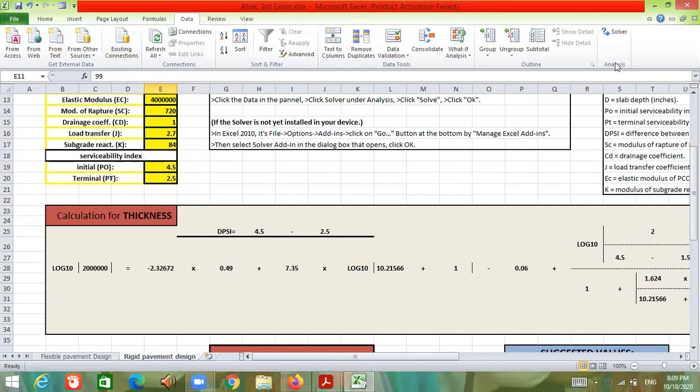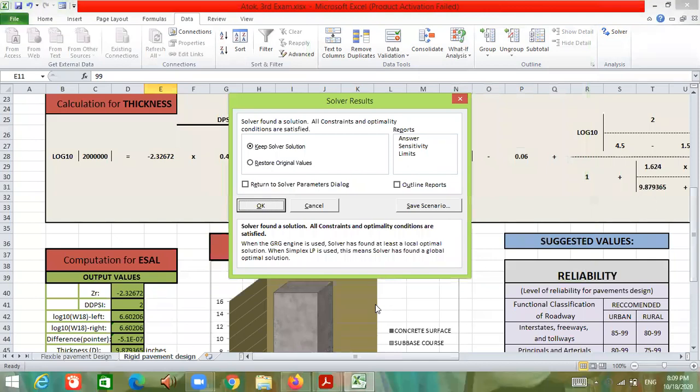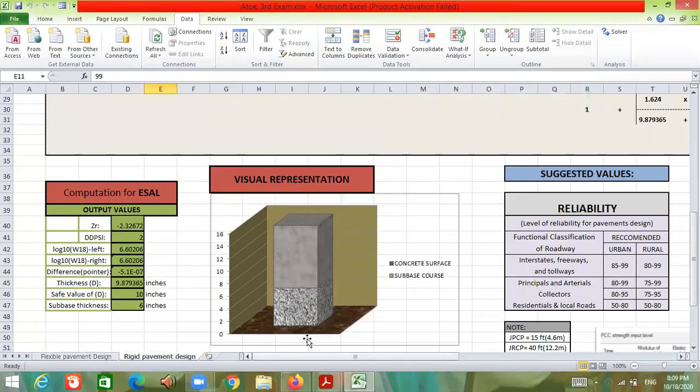Click the Data tab. Under Analysis, click Solver. And here, we are just going to click Solve. And yeah, we've got the value for our thickness of 9.879 rounded off, which gives us the safe value in thickness of 10 inches and the sub base thickness of 6. And this is our visual representation when we are going to design a highway in terms of rigid pavement design.